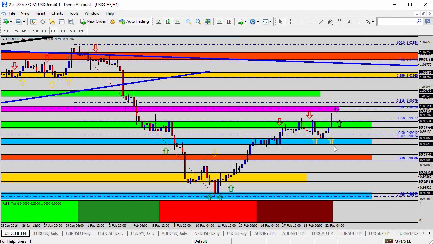Remember, buy low, sell high. If you're going to buy something, you want it to be at a low point, not a high point. So it doesn't make sense to go long right now underneath the parity level. If you're going to go long, you want it to dip back down. 99.50 or so becomes your best opportunity.